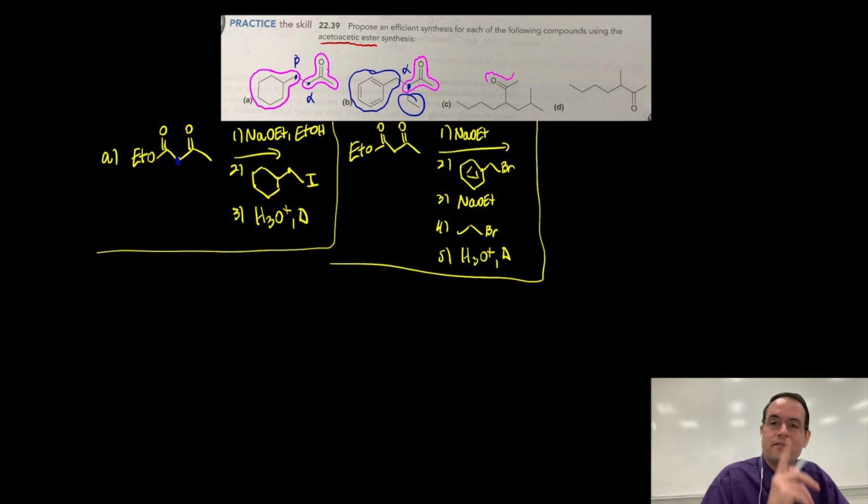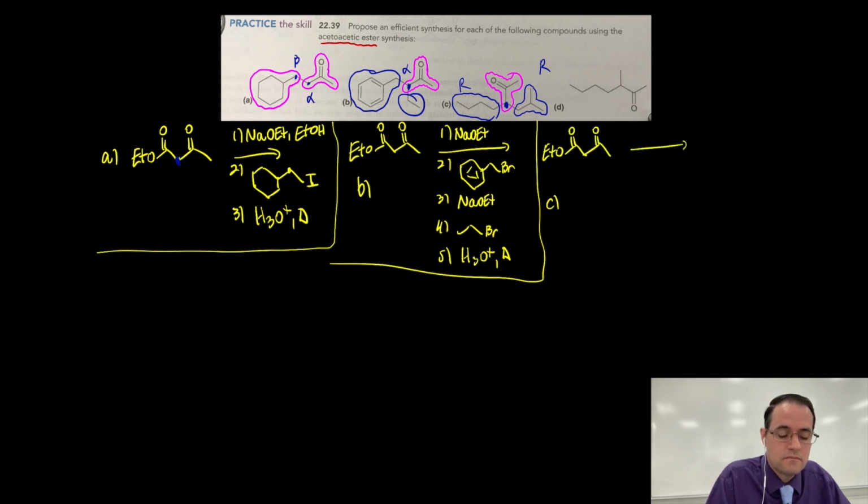Molecule C, it's written kind of pointing up on the board, but let's just go ahead and do this one here. Okay? So try not to miscount the carbons. That alpha carbon comes from the ethyl acetoacetate. And then you just want to circle the remaining groups. This is going to be one R group, and this is going to be another R group. Okay? So let's go ahead and do that. What we want to do is start with ethyl acetoacetate. Sodium ethoxide.